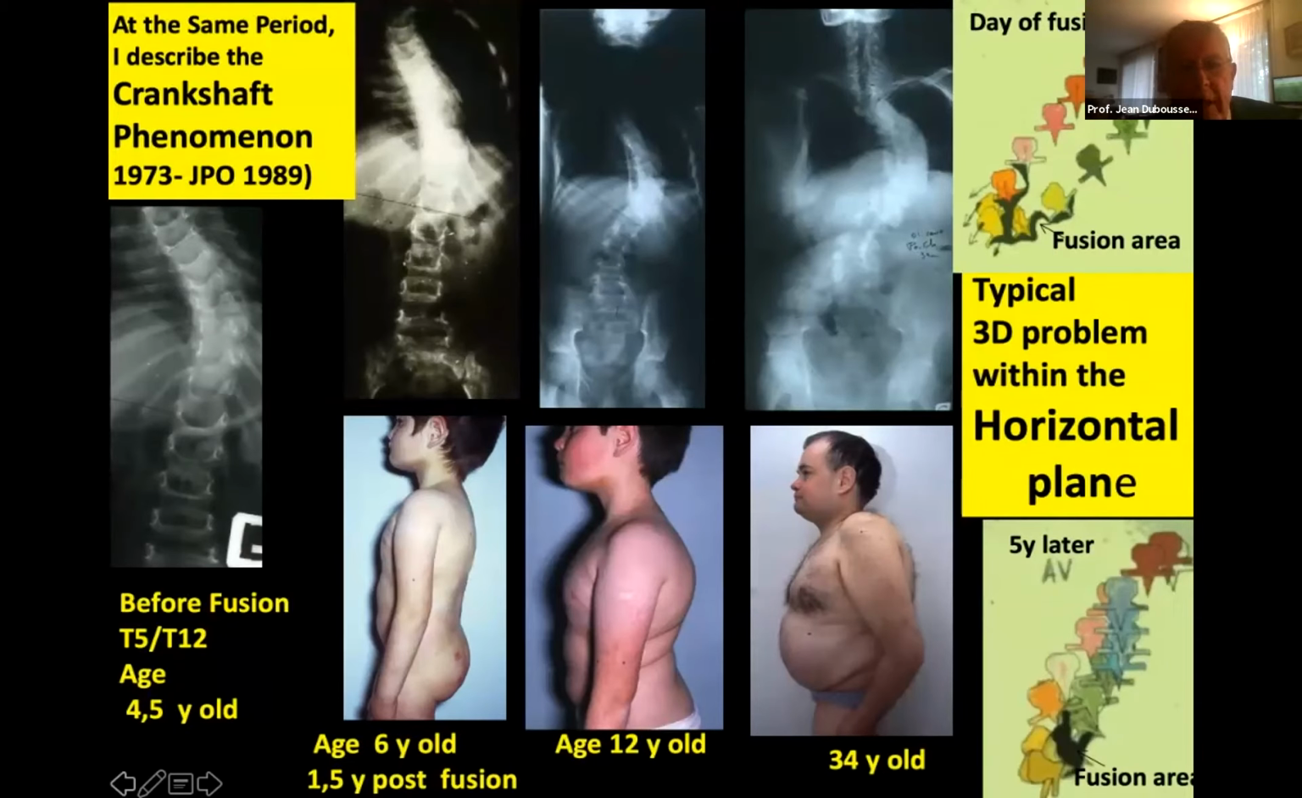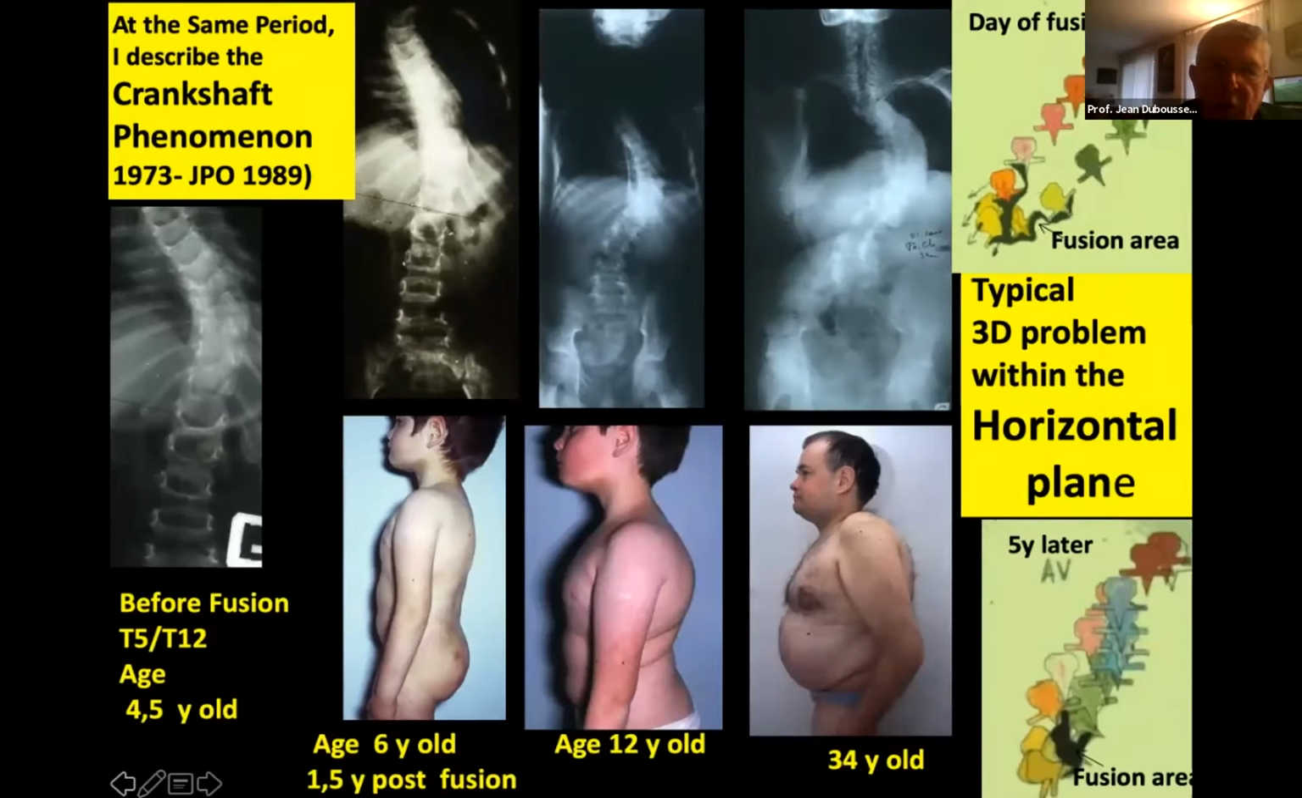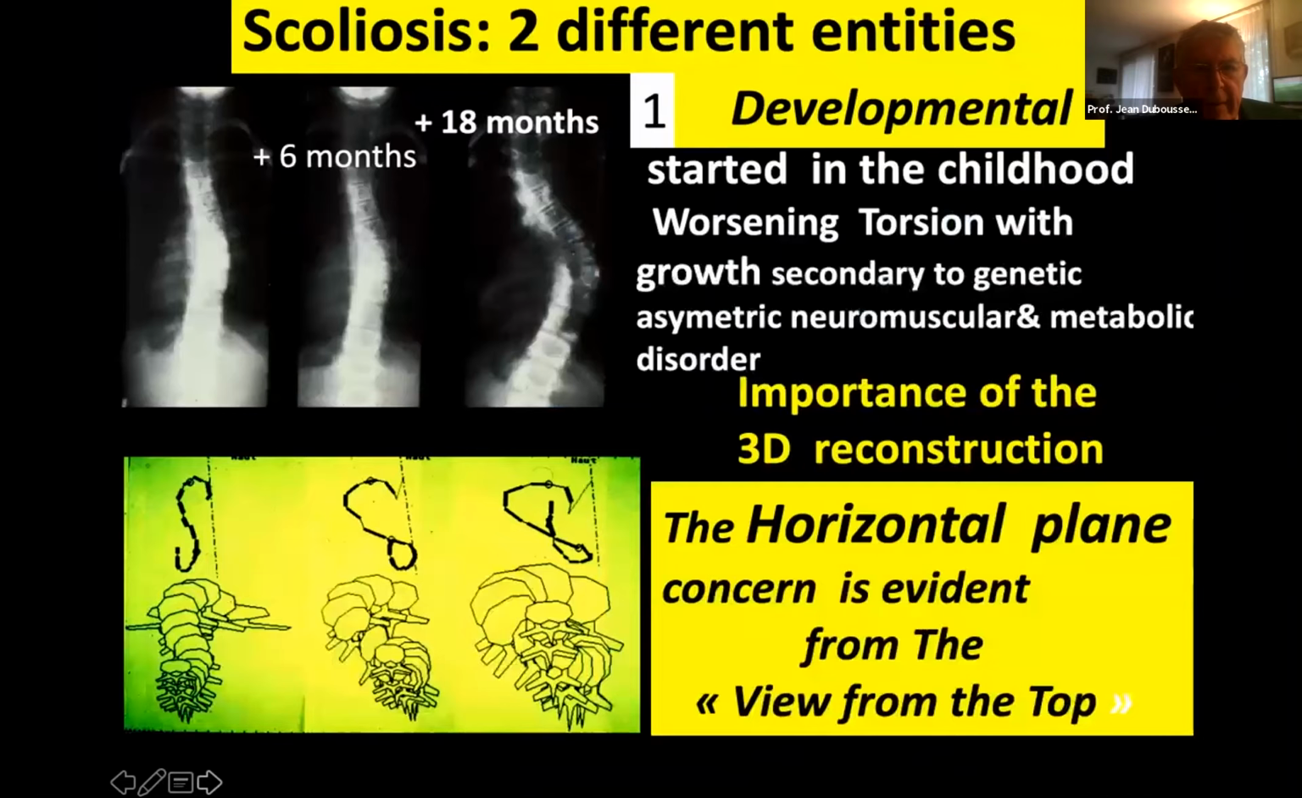You look to the X-ray, you look to the patient. But if you look from the top, like you see on the right, you understand so well that it is a rotatory problem and not a collapsing problem.